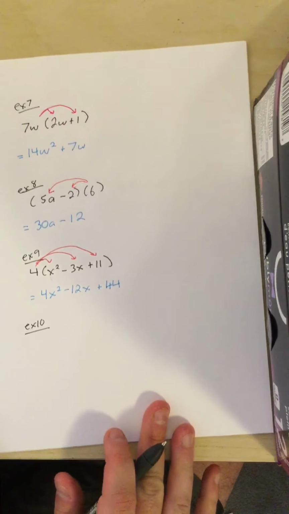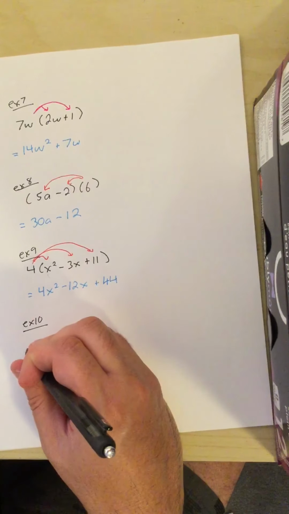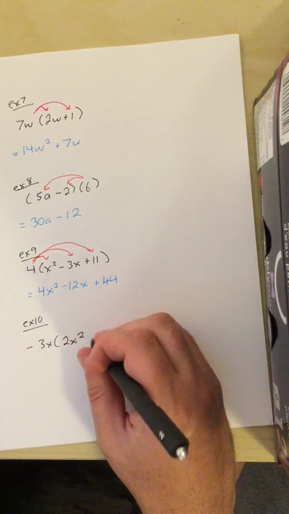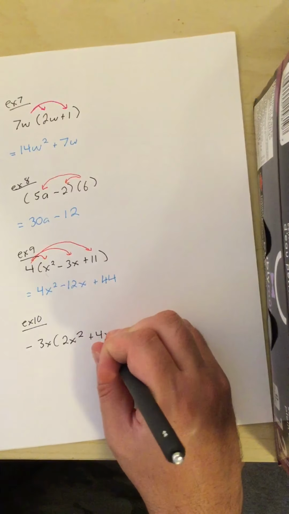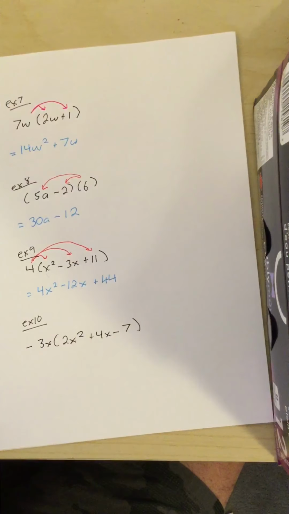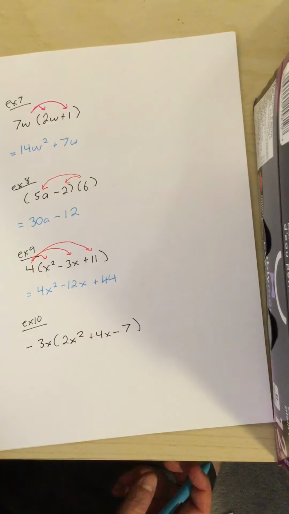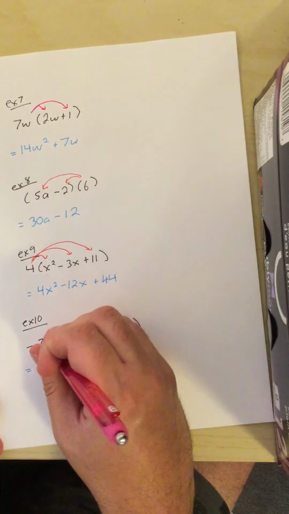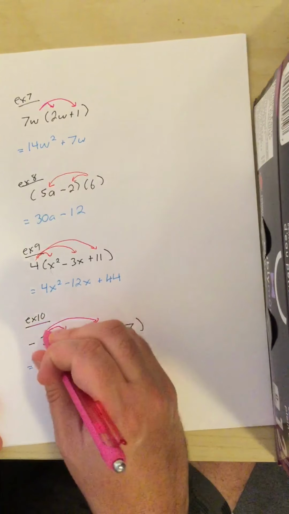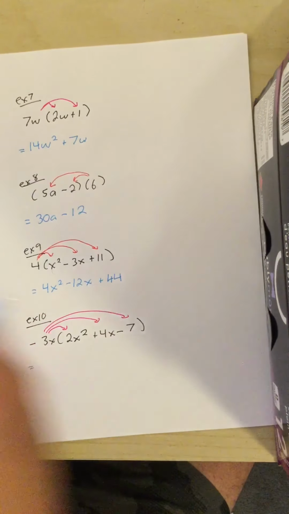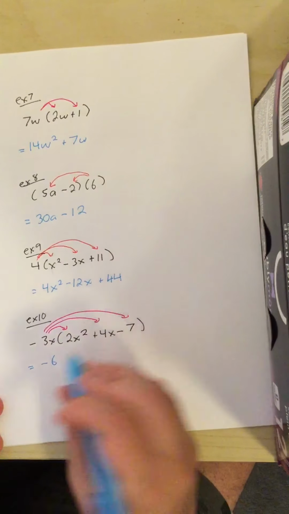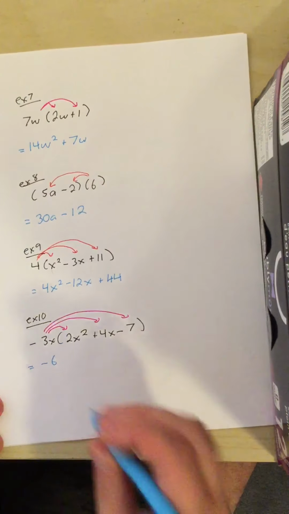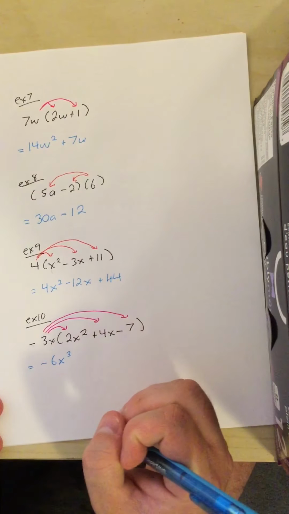Example 10. So minus 3x times 2x squared plus 4x minus 7. Okay, now we're getting into some fun stuff, right? So we're going to have here, it's going to go into that, and that, and that. So minus 3 times 2 is minus 6. X times x squared, so we have 1x here and 2x there. When you have exponents like that, you add them. So we get minus 6x cubed.